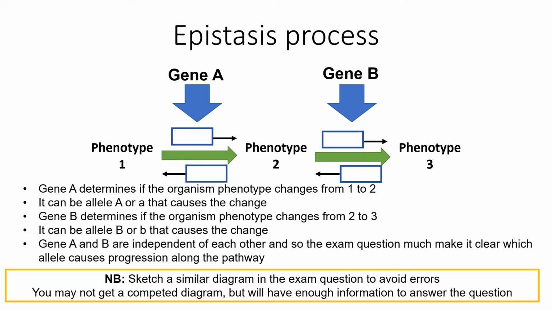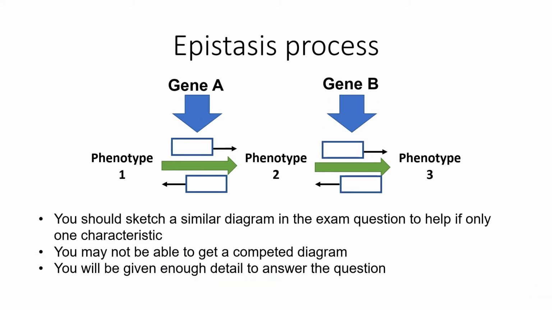It'll completely depend on the example they give you as to what will happen with A and B, but A and B are completely independent of each other. Just because the dominant allele in A progressed from phenotype 1 to 2, don't assume the dominant allele in B progresses from phenotype 2 to phenotype 3. You need to extract the information.